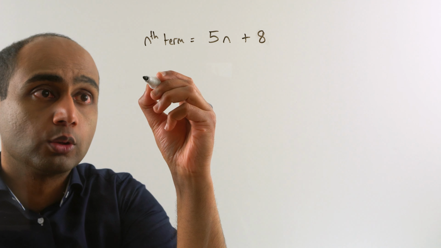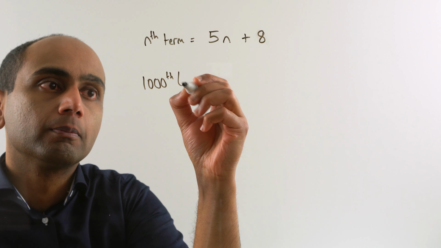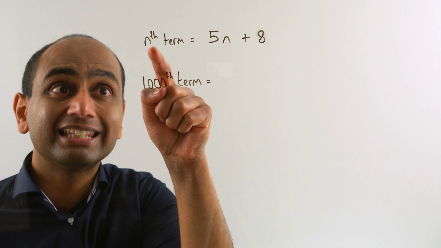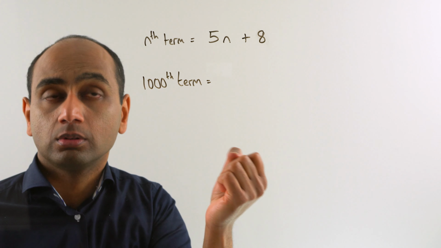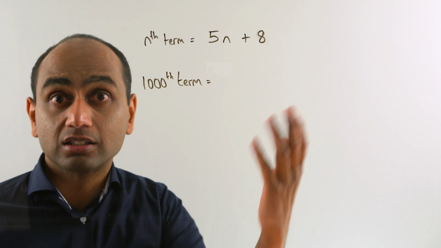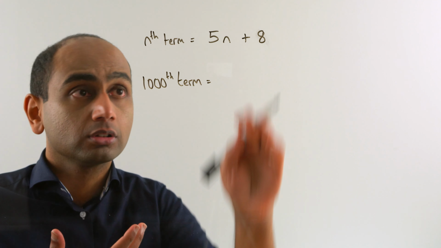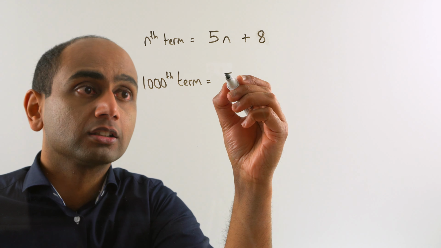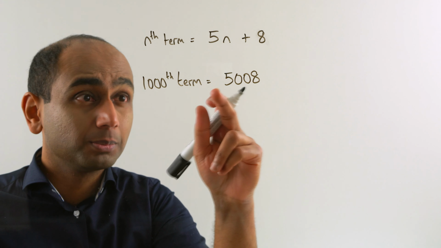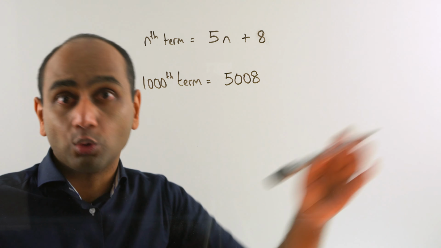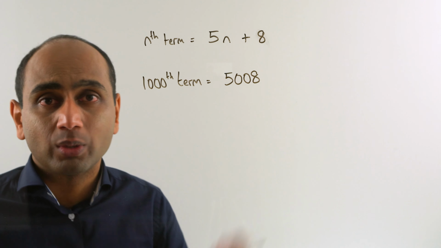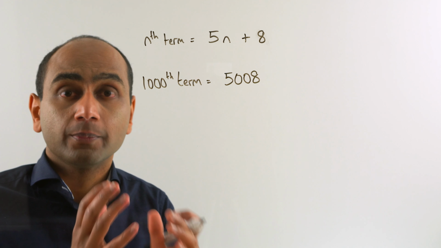So let's say I wanted to find the 1000th term. Well, to find the 1000th term, what I want to do is make the n 1000. So if n was 1000, I would have 5 times 1000 plus 8. And 5 times 1000 is 5000 plus 8, that gives me 5008. So I know that the 1000th term in this sequence is going to be 5008 without having to list out all of the first 1000 terms. Well, I can do that for any term I like, not just the 1000th. That's why these nth term formulas are so useful.